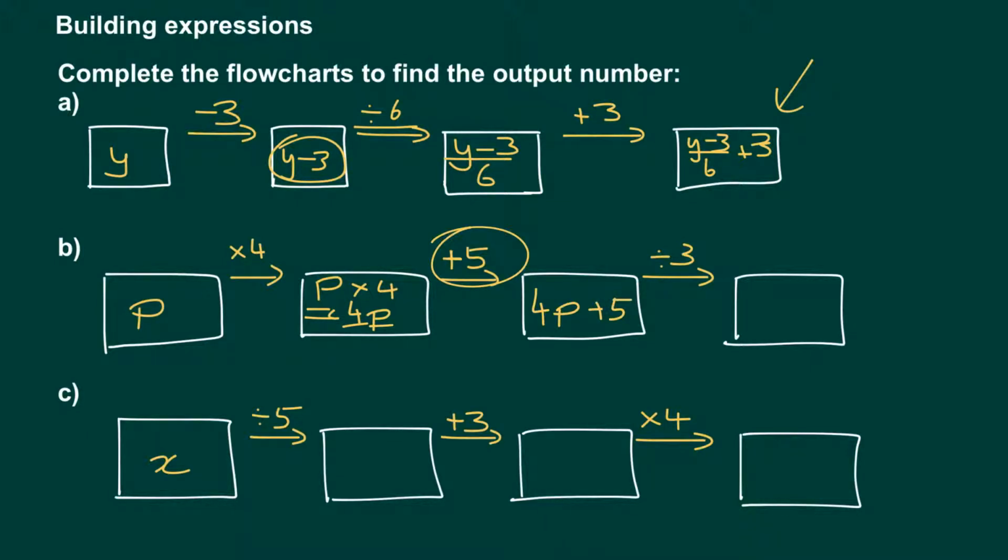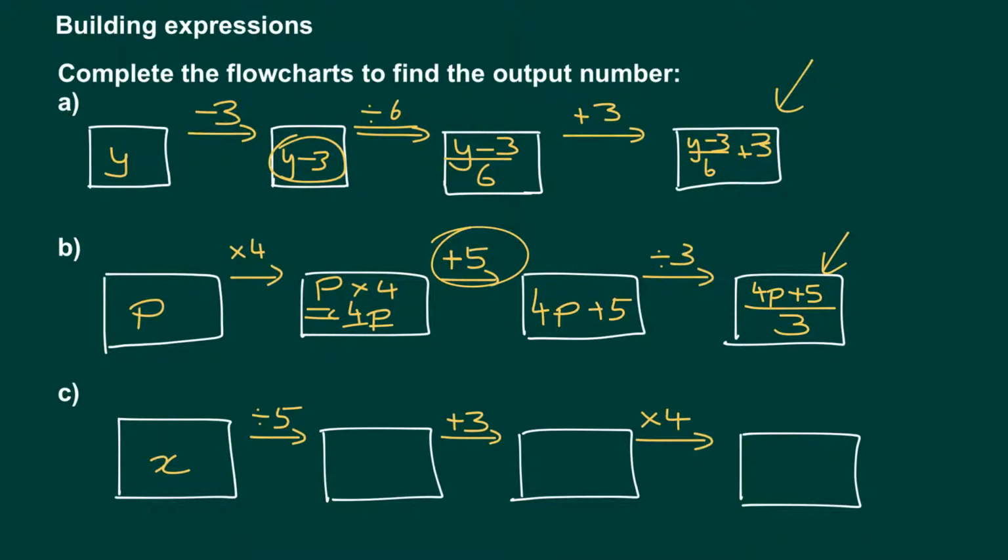Pretty straightforward. And then we finish off with dividing it by 3. So we take the entire 4p plus 5, and then we divide it by 3. So that right there, guys, is the output number. So guys, again, you can see that just like chapter 2, this is fairly straightforward to construct equations or find the output number using flowcharts. So using what we just did in part A and B, I want you to pause the video at this stage and please have a go at part C all on your own.